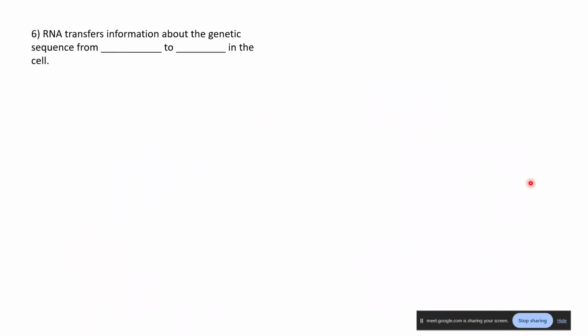Okay, so here's a question. RNA transfers information about the genetic sequence from what part of the cell to what part of the cell? Nucleus to cytoplasm. Okay, great. That one was very easy. So we know that DNA is inside the nucleus. It's getting replicated there. But your translation and all of that is taking place in the cytoplasm. All that machinery, proteins, all of that stuff is there in the cytoplasm. So someone is coming out with DNA related information to the cytoplasm.